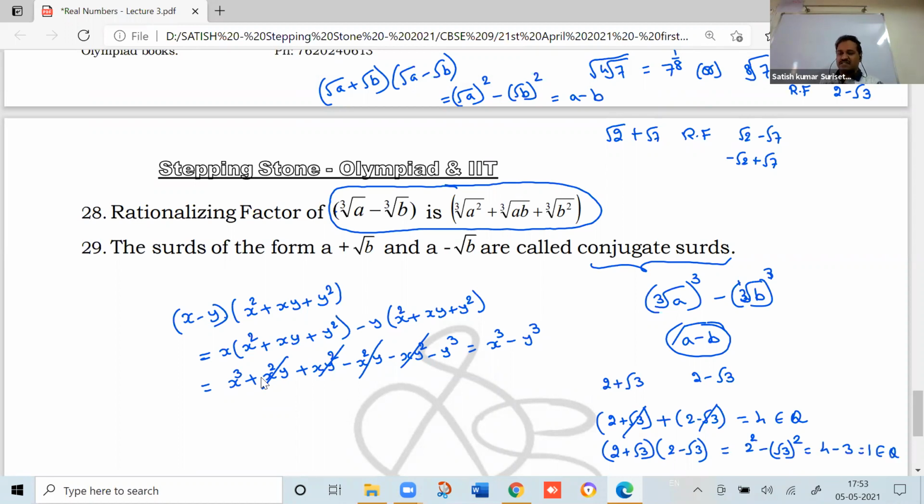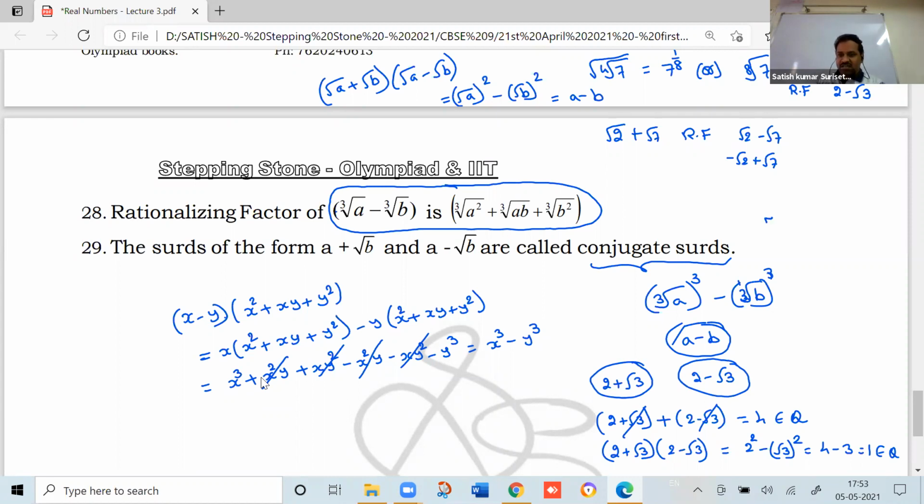That means the product as well as the sum must be rational. Then only we can consider one as the conjugate of the other. So 2 minus root 3 is the conjugate of 2 plus root 3, and 2 plus root 3 is the conjugate of 2 minus root 3. So remember, whenever the third part is there, for that only you take the opposite sign.